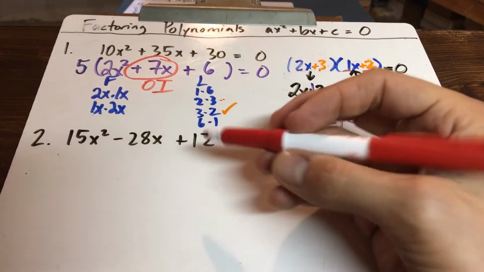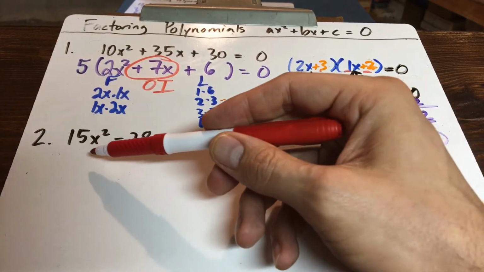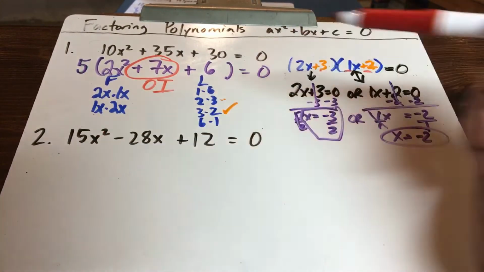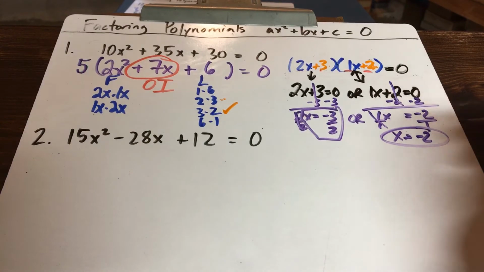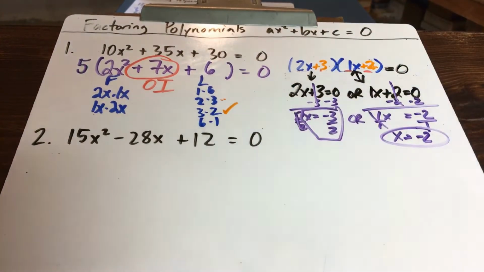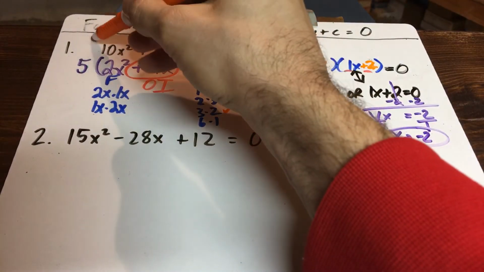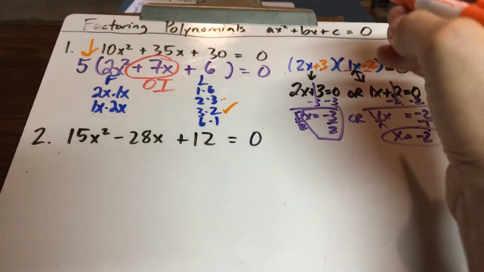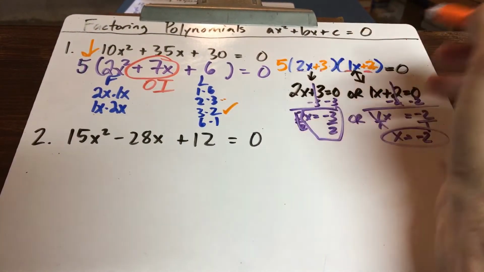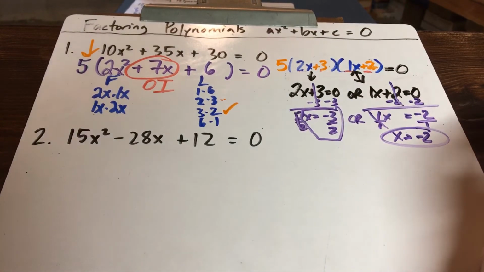Okay, number 2. Oh, man, I saw 15 and 12, and I thought, hey, can we divide? Oh, you know what? Let me actually back up. You might be thinking, well, wait a second there, buddy. You're getting ready to talk about the GCF. Whatever happened to this 5 way out here? Wasn't there supposed to be a 5 out here in front of your answer? And the answer is actually yes.